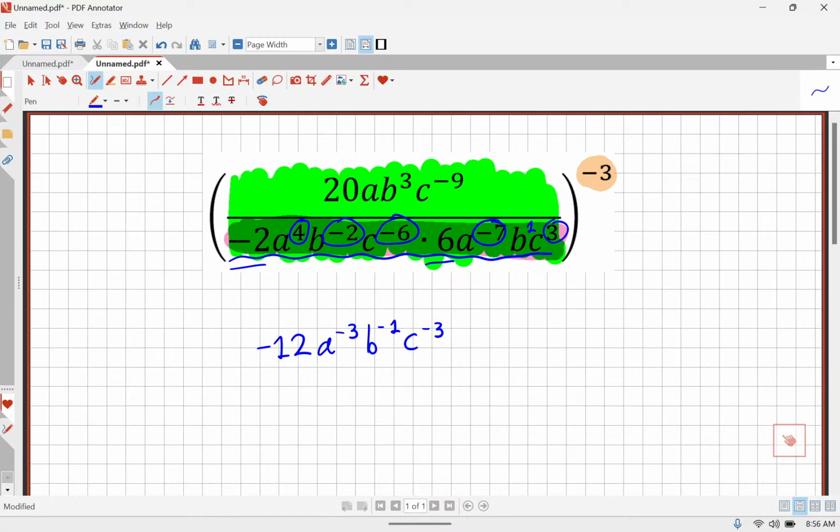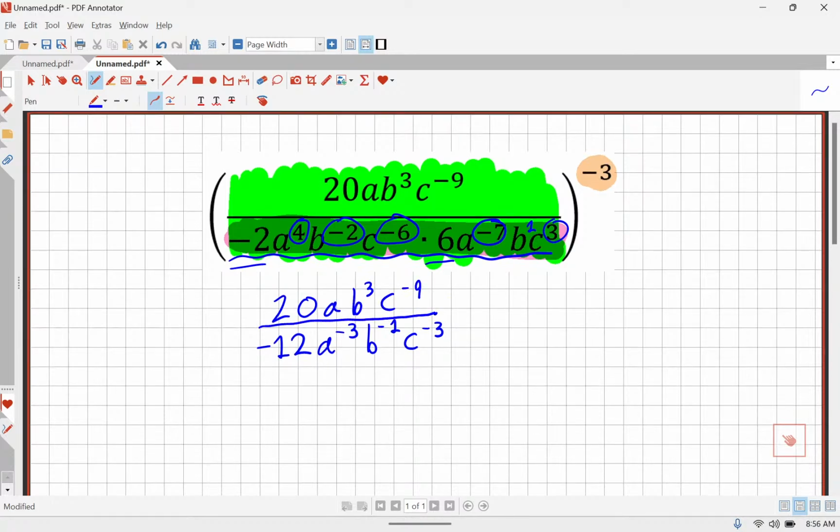How many of us see how we got just this stuff in blue? How many of us are just fine getting that stuff in blue? Because the stuff in blue, that's a level 3 question. If you ignore the rest of this, it's a level 3 question. But we can't ignore it forever. So I'm going to write it up now. 20a, b to the third, c to the negative ninth. And that's all supposed to be raised to the negative third.